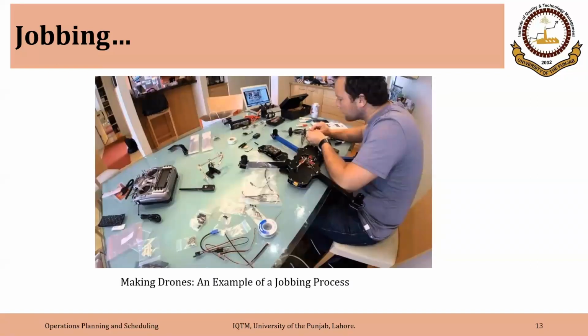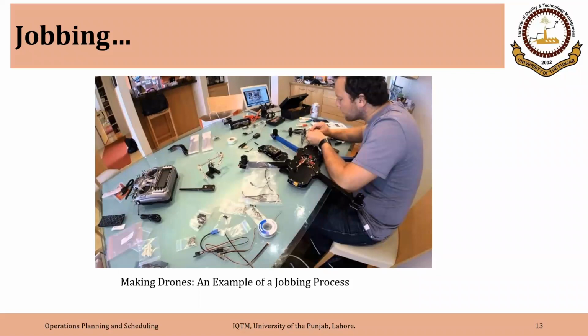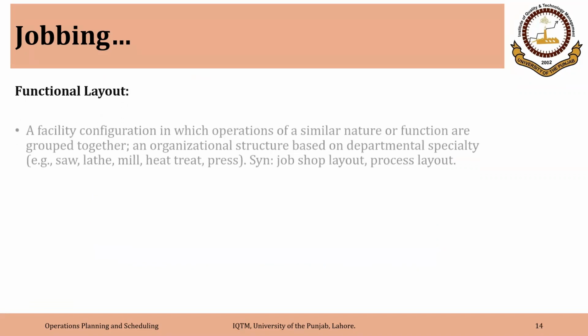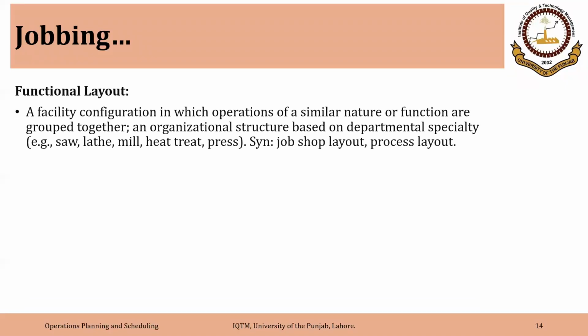For example, making drones for a special requirement also requires a lot of craftsmanship. The steps required are the same, but depending upon the design and application, the time spent on a specific design will vary. So these are just a few examples that we had already seen, but just to give you some visualization of how a job shop actually works and what its features are. So the type of layout used in a job shop is a functional layout, a facility configuration in which operations of similar nature or function are grouped together.